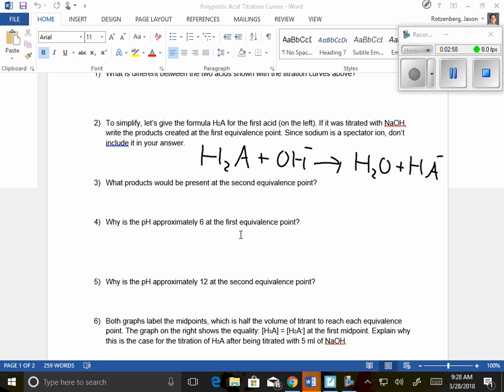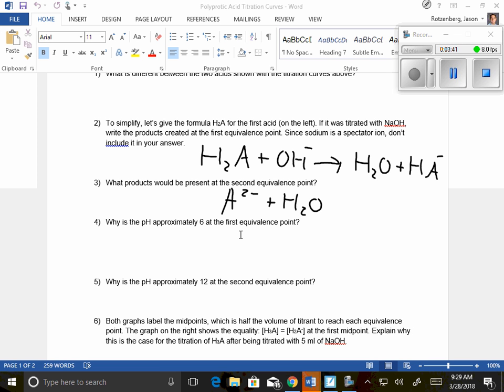Can someone figure out question number 3 then? What would be present at the second equivalence point? Adam? A2 minus and, yeah, the A2 minus or minus 2, however you want to call it, plus H2O. Because after the second equivalency point, we get rid of all the remaining hydrogen ions that could be donated. Again, when we write H2A, those hydrogens do not get donated or react at the same time. That's why we have Ka1, Ka2, different equilibrium constants for acids.